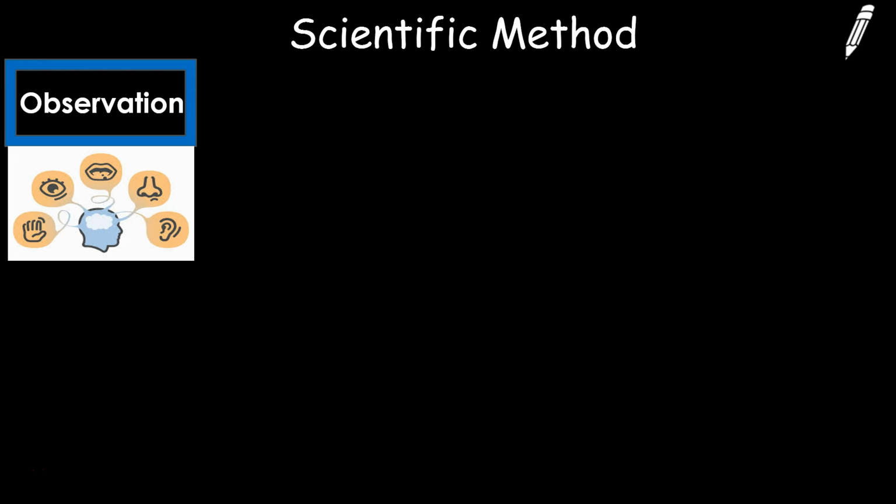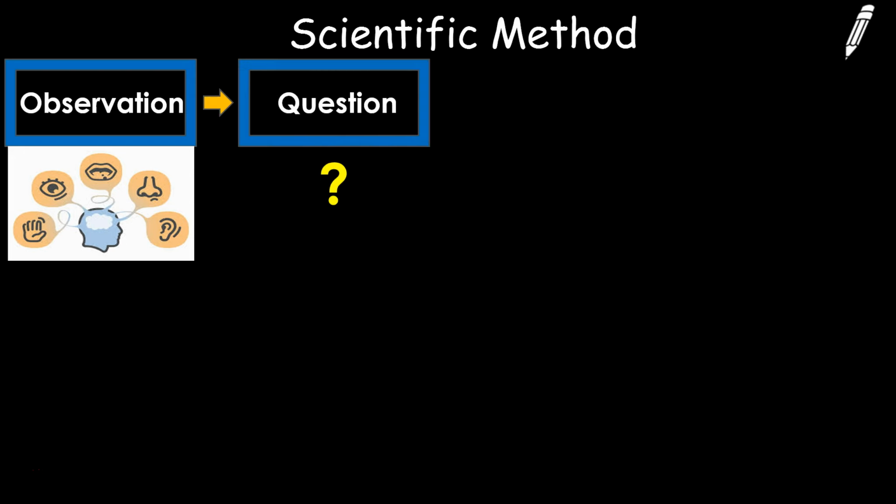You're going to see or sense something. Observations have to be made with one of your 5 senses. So you're going to see, taste, hear, smell something or feel something. And that observation typically leads to a question.